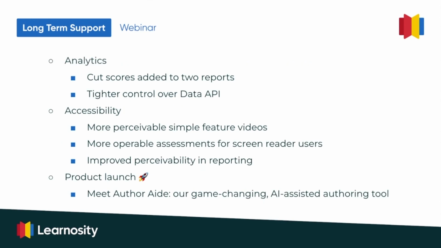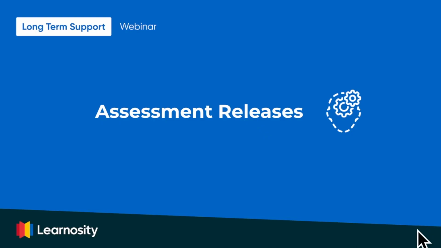In analytics, we've added cut scores to 2 reports and given you tighter control over data API. In accessibility, you'll see how we've improved perceivability for simple featured videos in a popular report, while also making assessments more operable for screen reader users. And to wrap up our webinar, I'll be giving you the lowdown on Author Aide, our AI-assisted content generation tool, which is just weeks away from launch. So stay tuned for that.